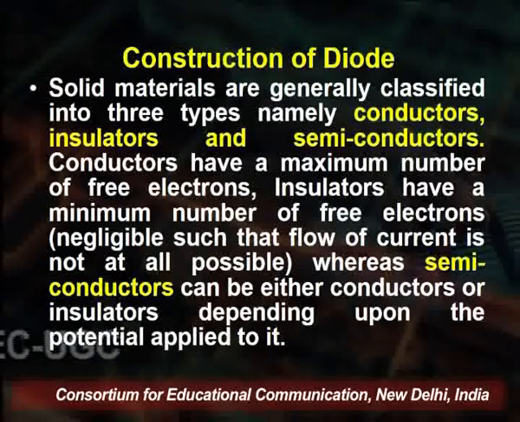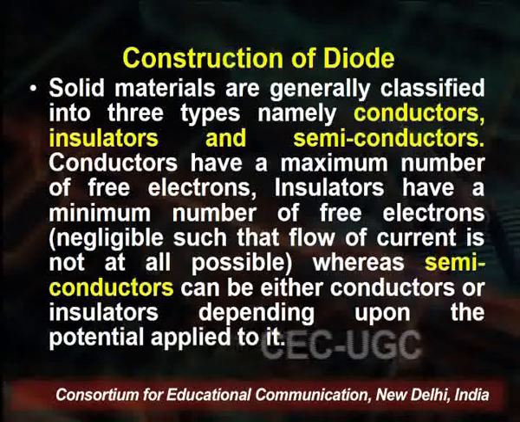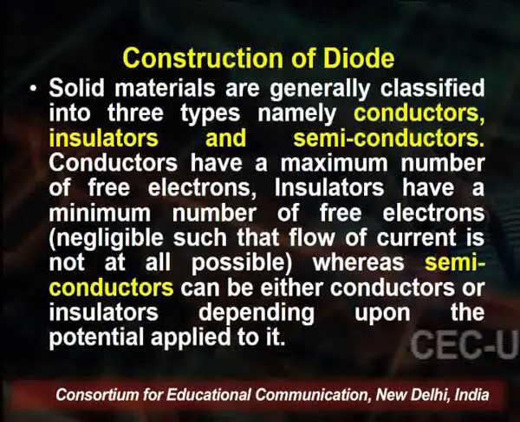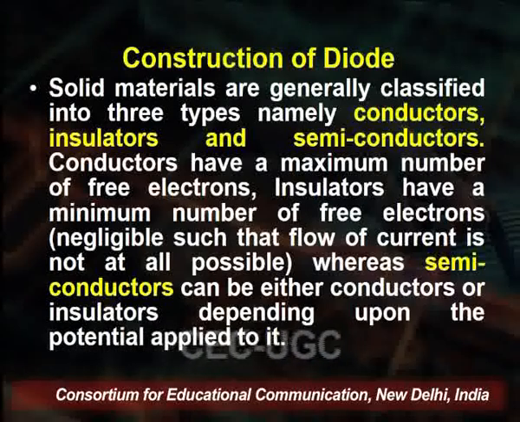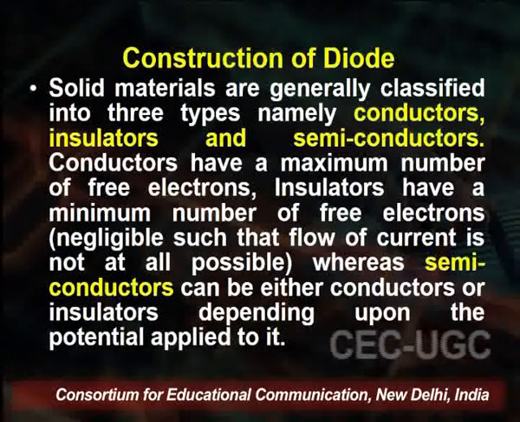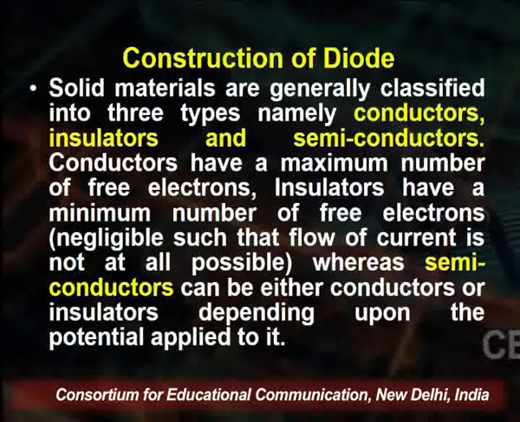Which is having the maximum number of free electrons. What is the insulator? Which is having the minimum number of free electrons, negligible, such that the flow of current is not possible in the insulator. Whereas the semiconductors are in between that, which can be either conductors or insulators.